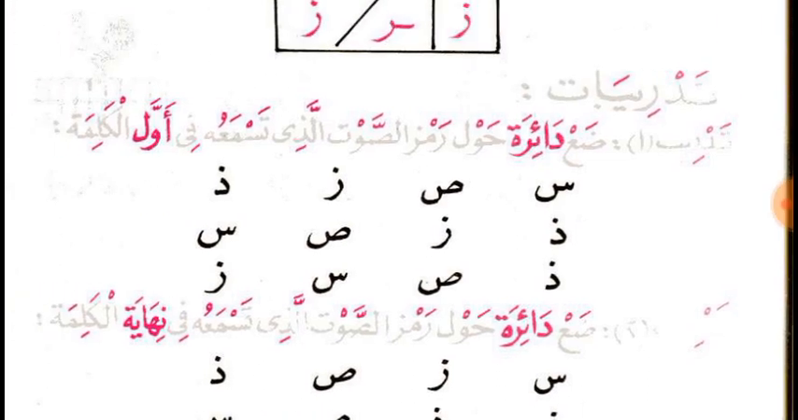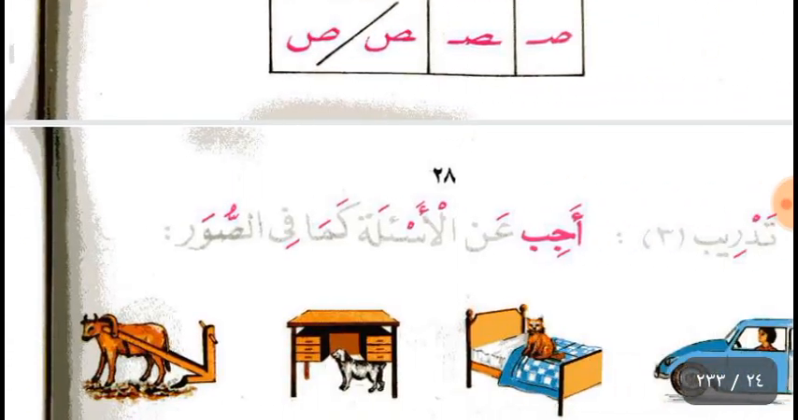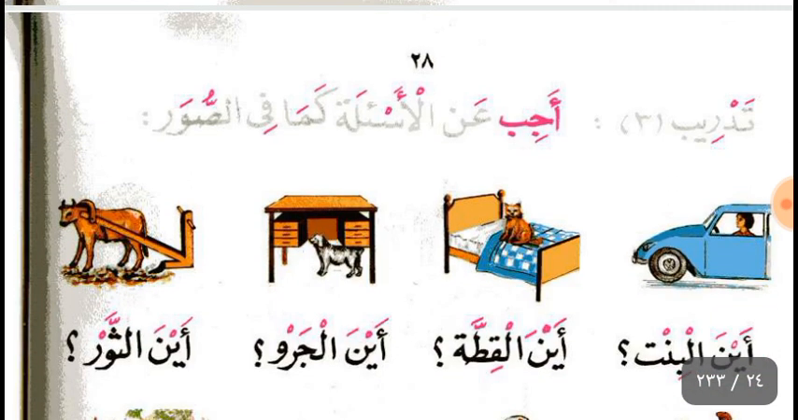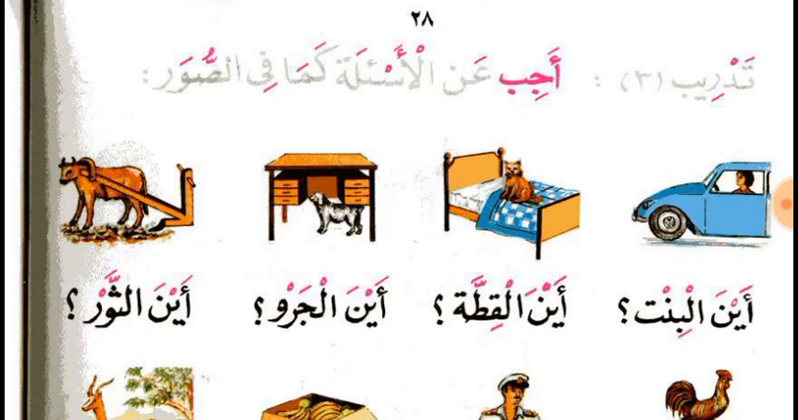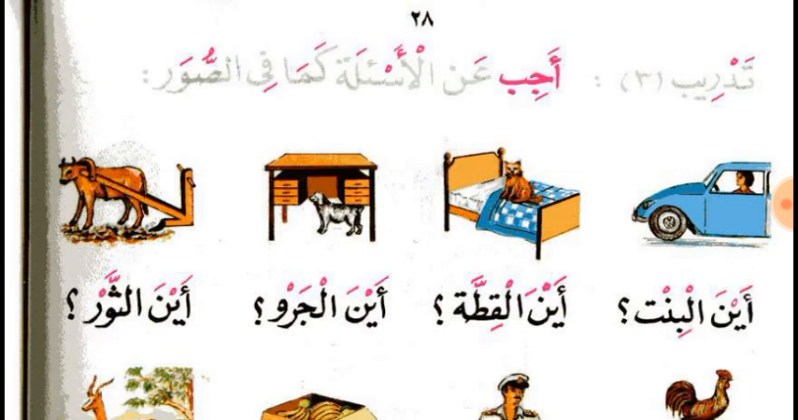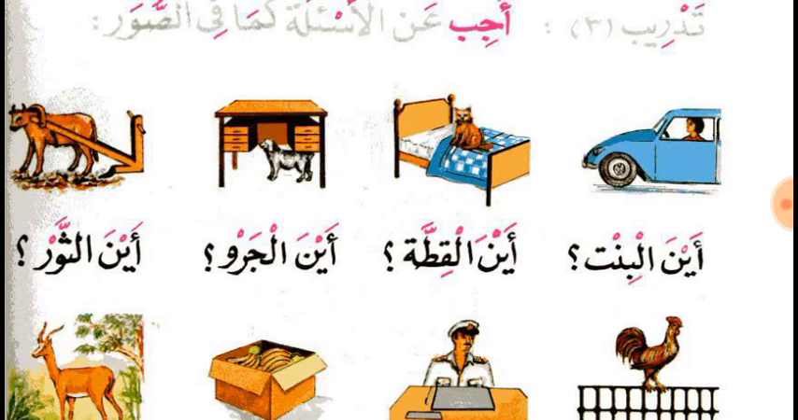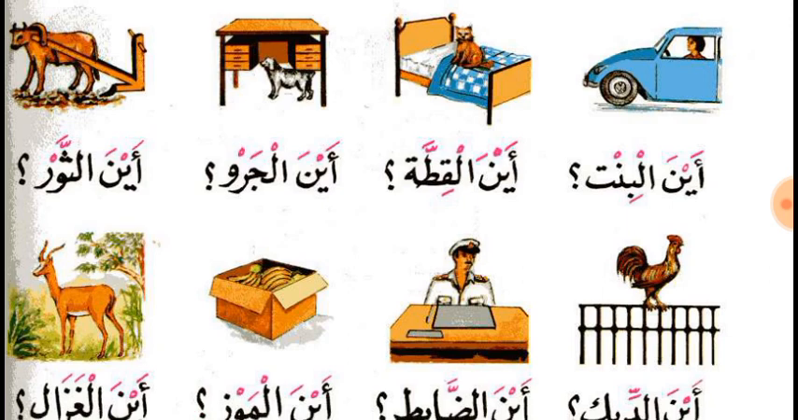We will skip this. Nihaya means at the end. We will skip these two questions because they are not possible here. Then we have tadrib al-thalith on the next page. Ajib anil as'ila kama fi as-suwar. Ajib means answer the question as in the exam, according to the picture. He is asking you to answer the questions according to the picture. So start from the first question. Answer me. Ayna al-bint? Al-bintu fi as-sayyara.